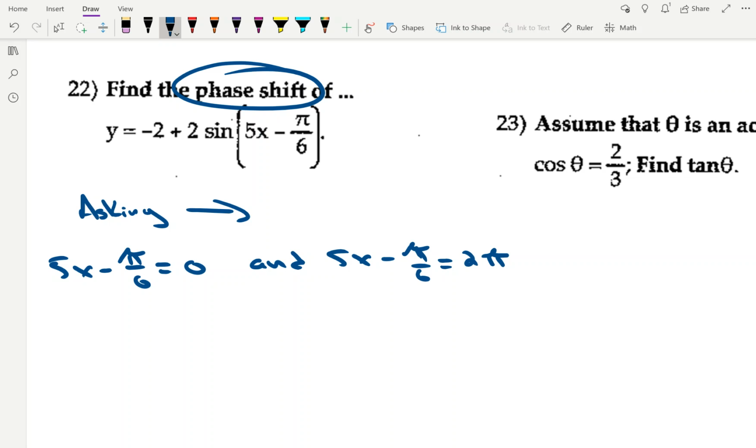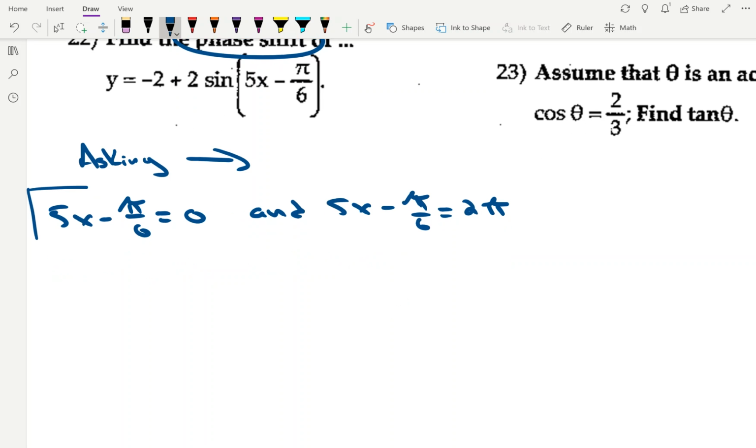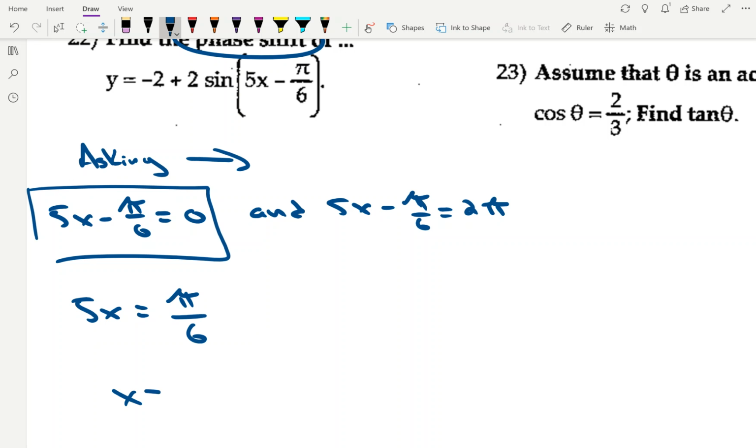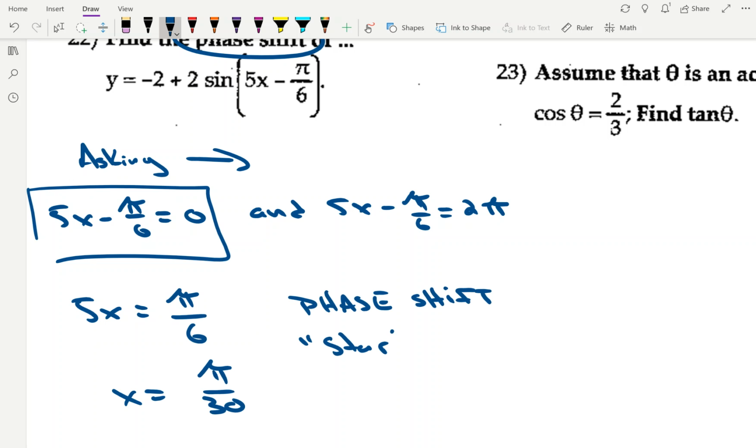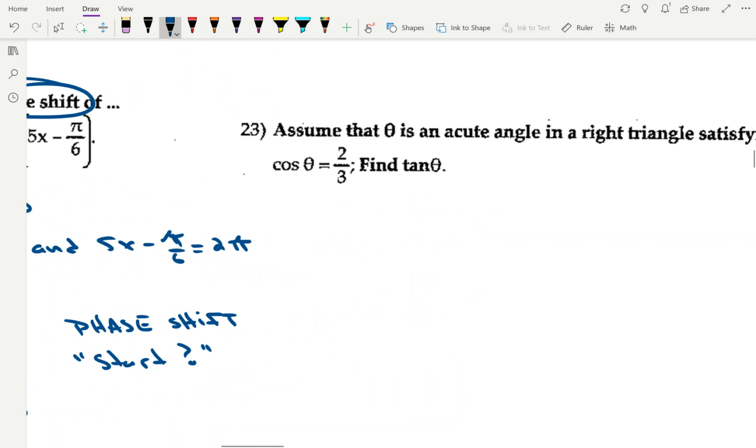What they're asking for with a phase shift is just where does it start? Where does it go? So they're really just asking you to solve this thing. If you just solve this, you'll get the correct answers. So 5x is equal to pi over 6, and x is equal to pi over 30. So the phase shift is asking you, where does it start after you shift? That's the question there.